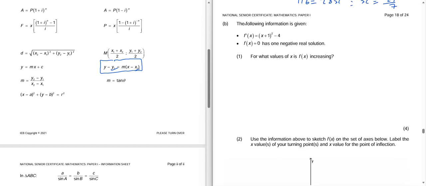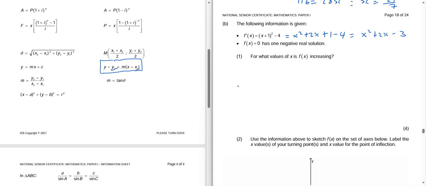The next one is saying the following information is given. The derivative of f, or f prime of x, is this one. So for now, let us simplify that. For now, we'll get x squared plus 2x plus 1 minus 4. So that is, we get x squared plus 2x minus 3.